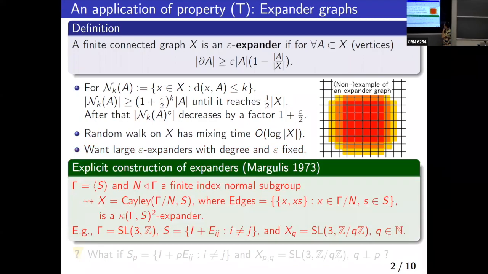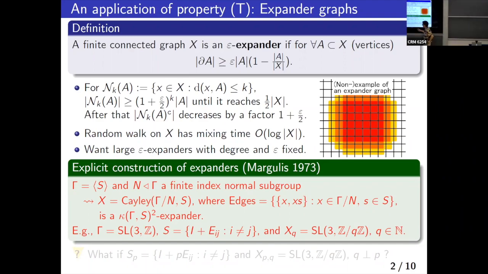The first explicit construction of expanders was given by Margulis. He used relative property T, but in any case, the group gamma is generated by a finite set and has finite quotients, and we consider the Cayley graph, or Schreier graph when it's a finite index subgroup, of this S. Then this is an expander graph with a constant that depends on the Kazhdan constant of the group.